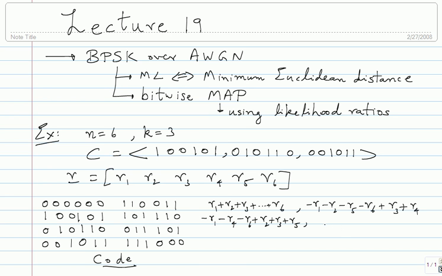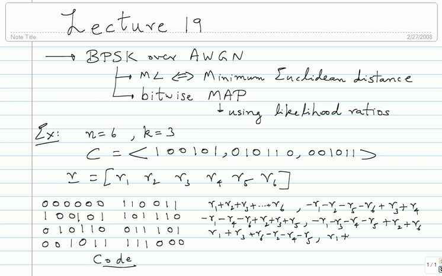What will be the next correlation? Minus R1 minus R3 minus R4 minus R5 plus R2 plus R6. I'm just writing all the minuses together and the pluses together. You can do it in any way you want. I just like the looks of it when you write all of those together. What is the next correlation? R1 plus R3 plus R6 minus R2 minus R4 minus R5.